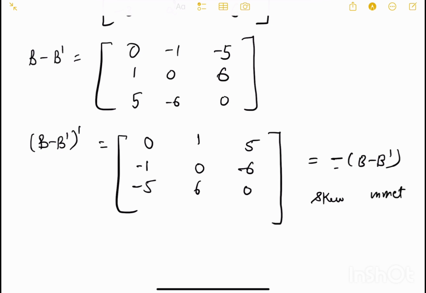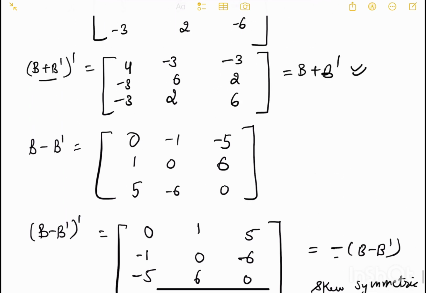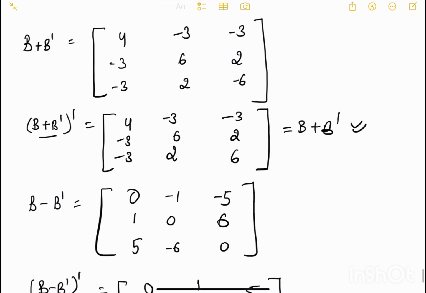So after proving that this can be expressed as the sum of symmetric and skew symmetric, the last part is to check whether the transpose is giving out to be symmetric or skew symmetric.